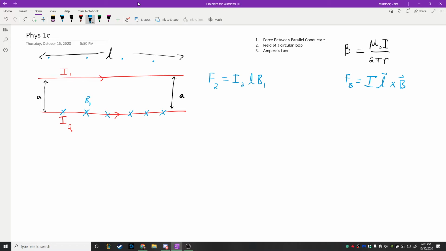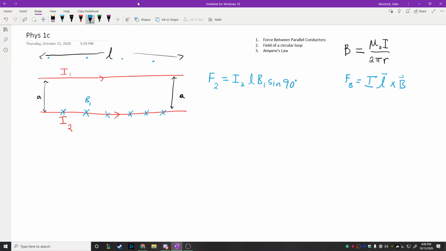They're at right angles to each other, so we'd also multiply this by the sine of 90 degrees. I2 points this way. The magnetic field goes into the page. They're at right angles to each other, so we'd have this term right here. Okay. And what direction would that force point? Would it point up toward the wire, or would it point down?